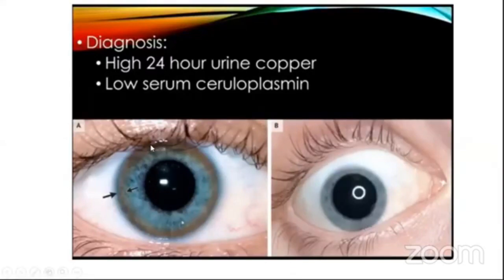And this is the greenish KF ring. This is very pathognomonic. It can be seen with the naked eye also, but it is better seen in slit lamp examination. And it's very pathognomonic for neuropsychiatric manifestations of Wilson disease.